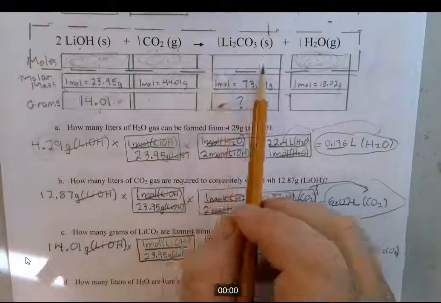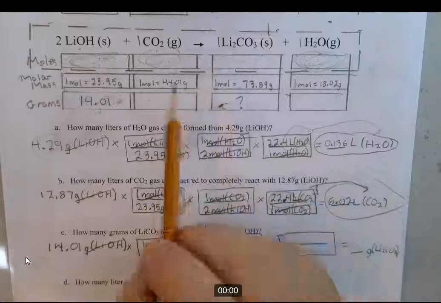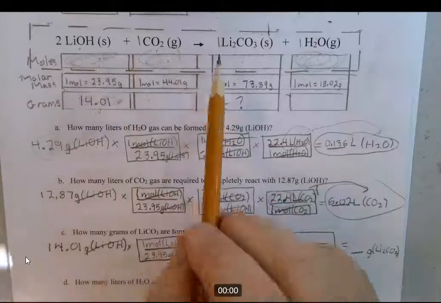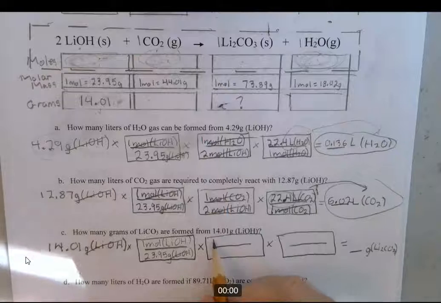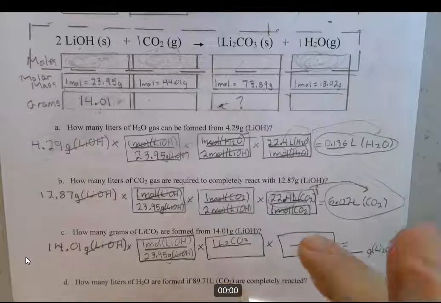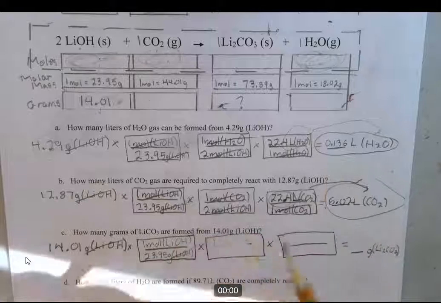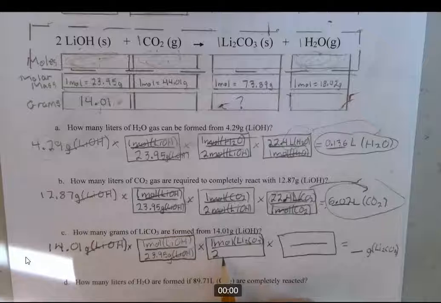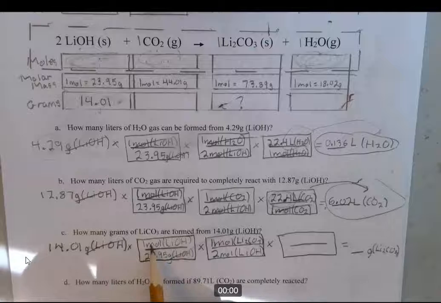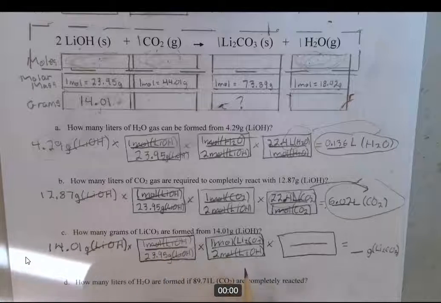We need to get over to moles of lithium carbonate. So it's a 2 to 1 relationship. So we need moles of lithium hydroxide to cancel out. So we're going to put the lithium carbonate on the top. And we're going to put the moles of lithium hydroxide, there's 2 of those, on the bottom. Moles of lithium hydroxide cancels there and there.